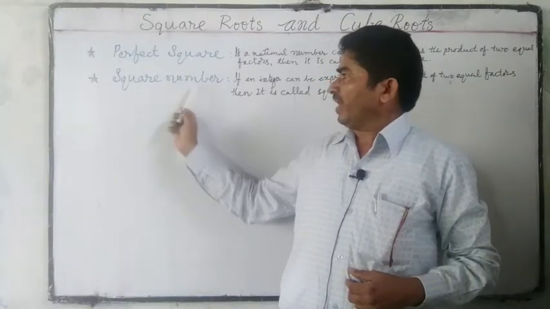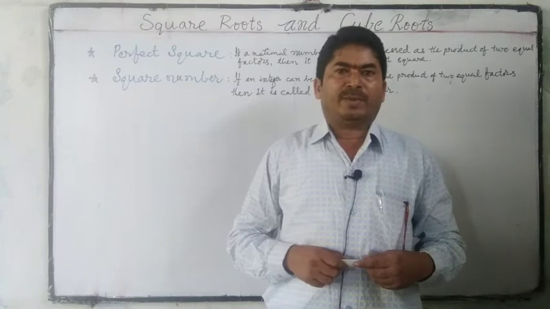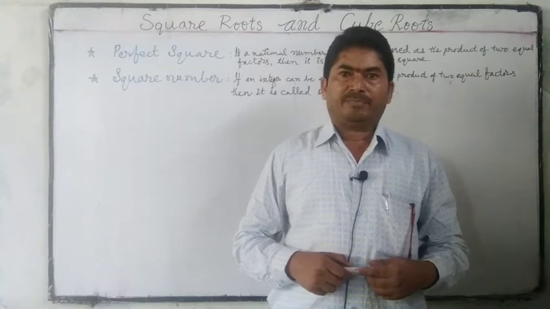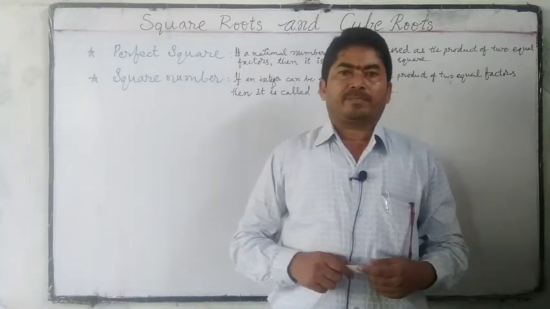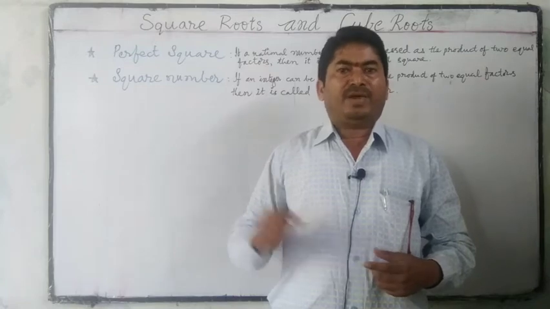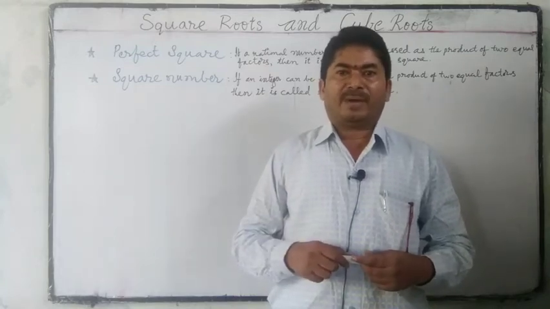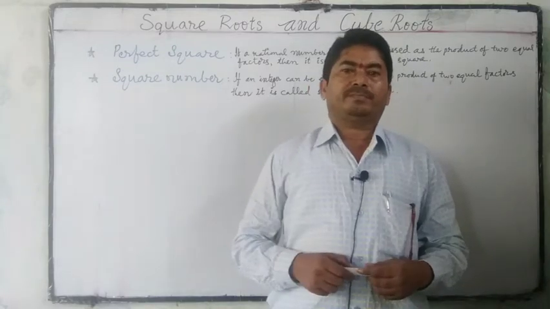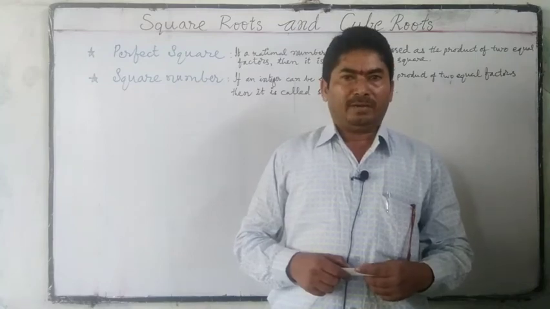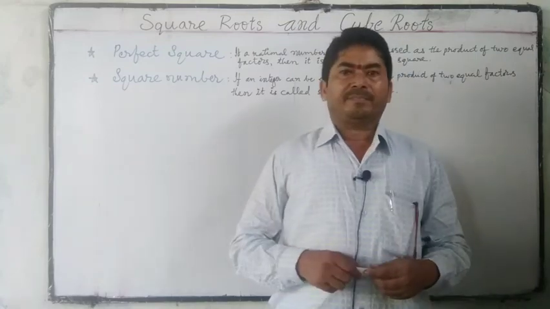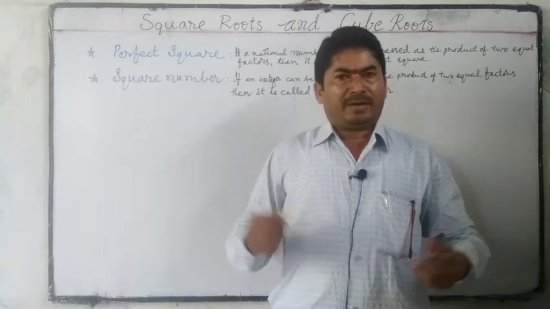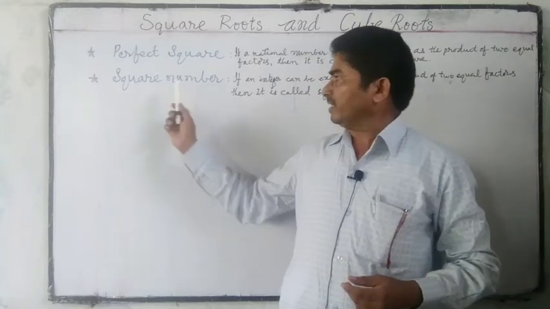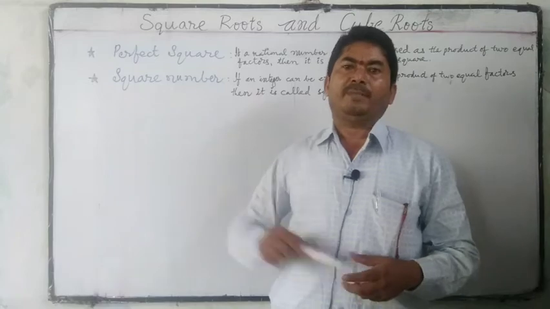Perfect square, square number. What is the difference between perfect square and square number? Let us know clearly. Perfect square: if a rational number can be written as the product of two equal factors, then the number is called perfect square. While square number: if an integer can be written as the product of two equal factors, then the number is called square number.